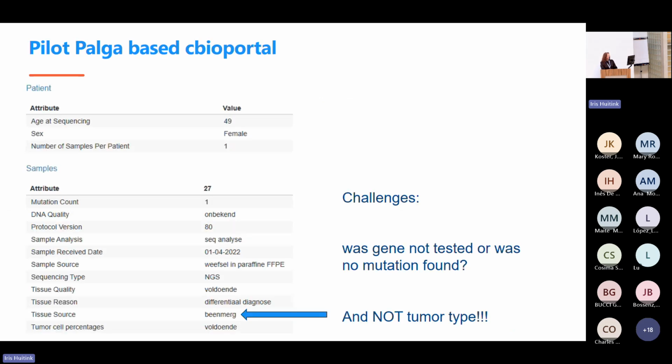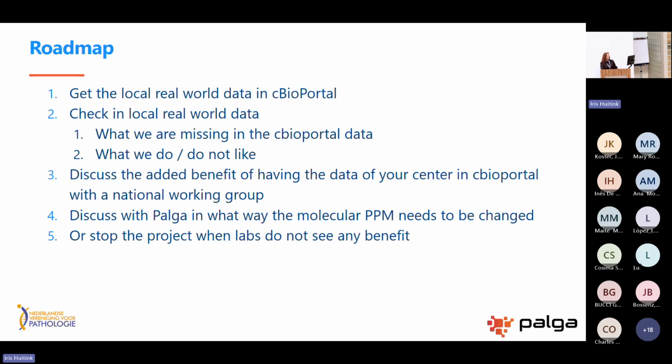And this is then the final overview of the information that we collect in cBioportal based on the PALGA data. So that's, for instance, the age of the patient, the sex of the patient, number of samples of the patient, also the number of mutations, the quality of the DNA, the source of the sample. So in this case, it was formalin-fixed paraffin-embedded tissue, the test that was performed, whether or not the quality was sufficient or not. And this is what I already mentioned, that it's tissue source and not specifically tumor type. So that's something we need to fix.